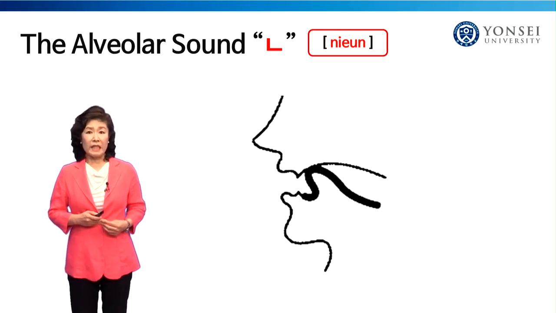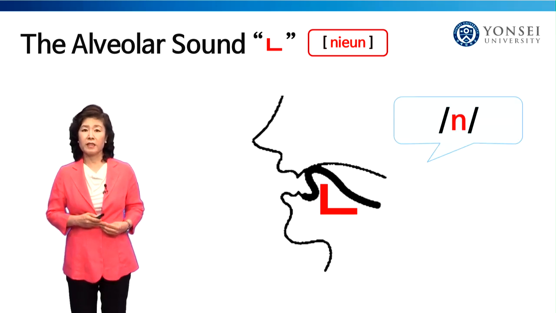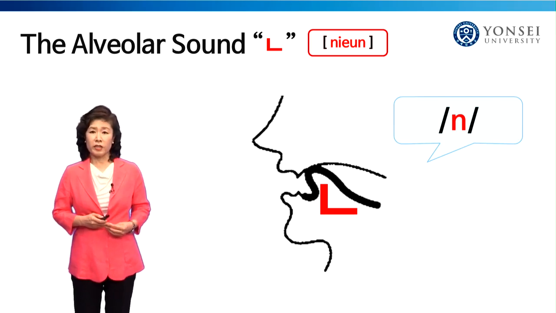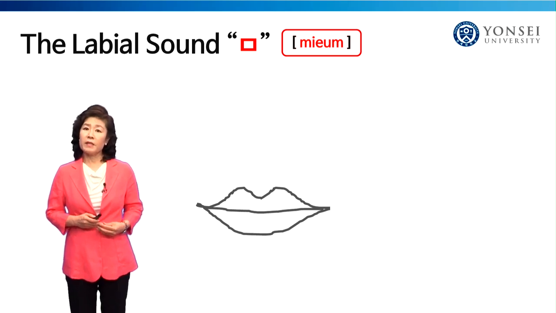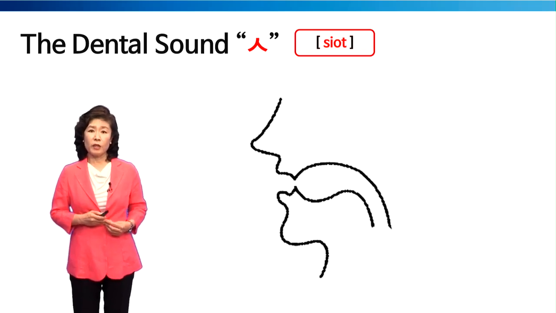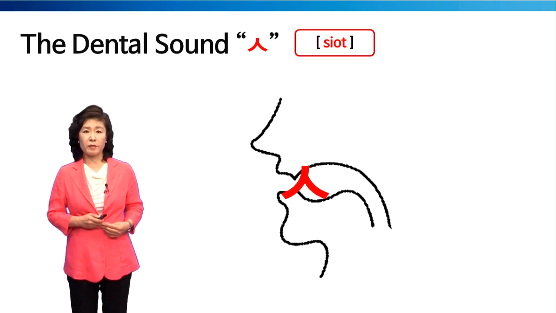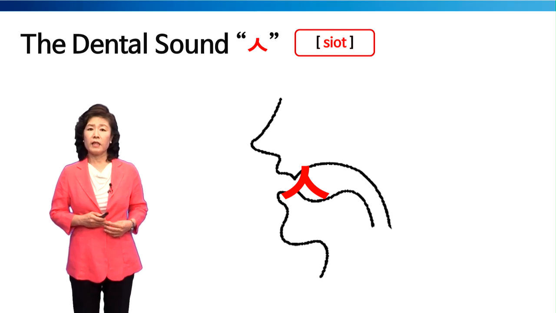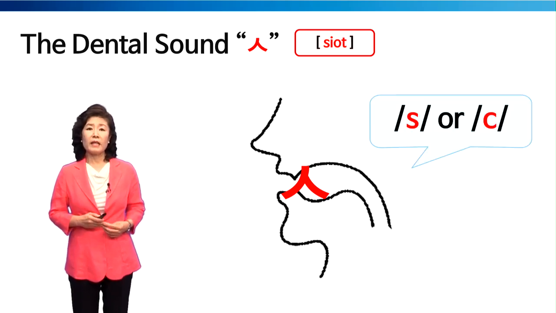The alveolar sound niun is the shape of a tongue touching the gums of the upper teeth. This is the N sound in English. The labial sound mium is the shape of the lips opening after they have been pursed. The dental sound shiot has a connection to teeth. This stroke represents the tip of the tongue that is touching the back part of the upper teeth. There isn't an exact equivalent in the English sound, and it is slightly different from the S and the C sound.